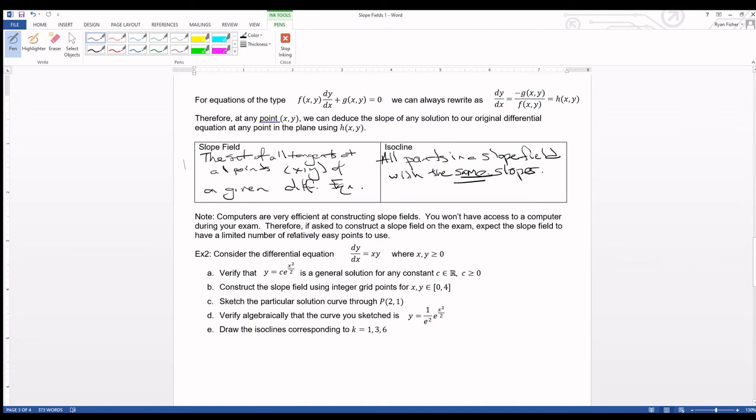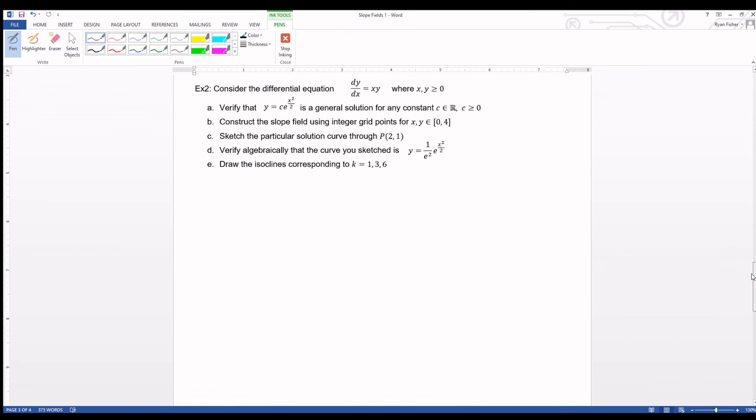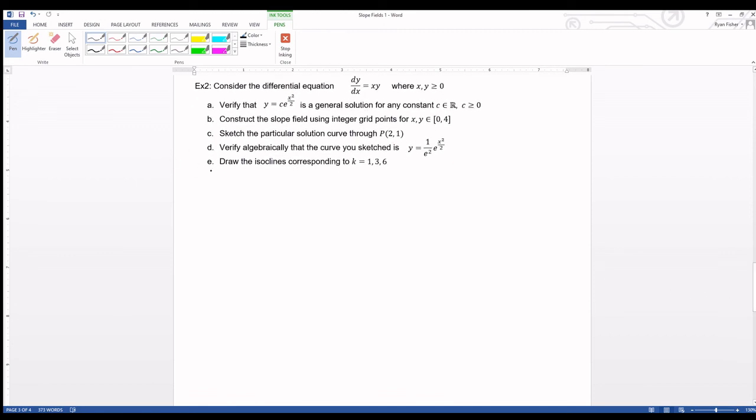Note that computers are the best at making these. In fact, a spreadsheet could be a really efficient way to construct a slope field in practice. On any exam, whether that would be the IB exam or the AP exam, you won't have access to that as a rule, and often you're not going to make very complex slope fields by hand, but you will on occasion be asked to create one. So we'll do an example here of a slope field that you might encounter, and we'll make one step by step. So let's consider this differential equation.